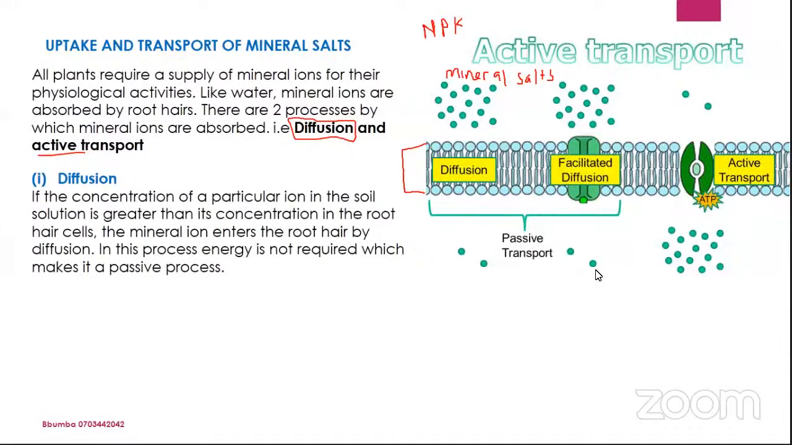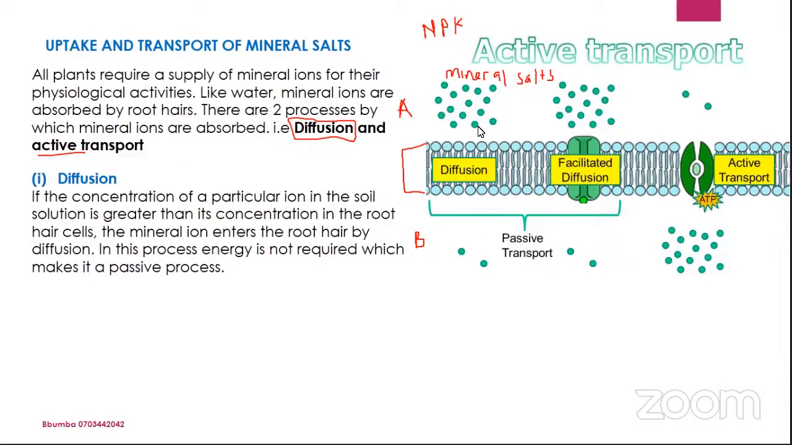Now, if you are so much observant, it should be noted that on one end of the cell membrane, let me call it A, and this side let me call it B. On one end called A, you're having a high concentration of mineral ions, but on end B, there is a low concentration of the mineral ions.